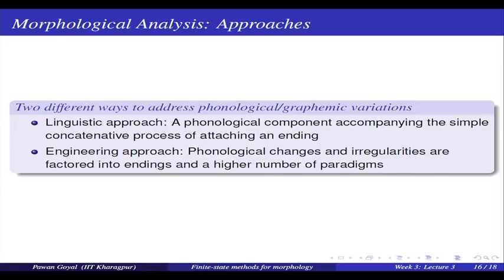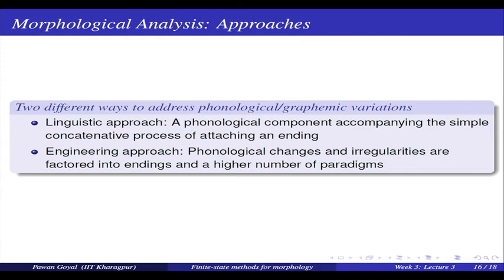So there will be rules of these kind that will define the surface, what are the changes that are happening at the surface level. On the other hand, the engineering approach is you won't have the separate rules for spelling changes. They will try to find out the minimal possible unit of the stem that can be used, and the affixes can be big, and in that case that can be applied to the stem. Okay. Let us see one example that makes it clear. So the idea is that in the engineering approach, all the phonetic irregularities will be factored into the endings.